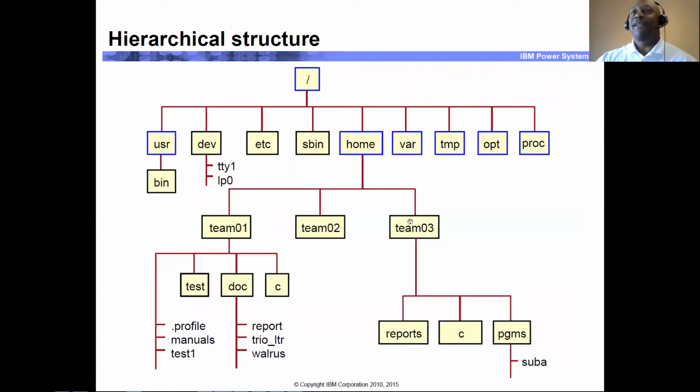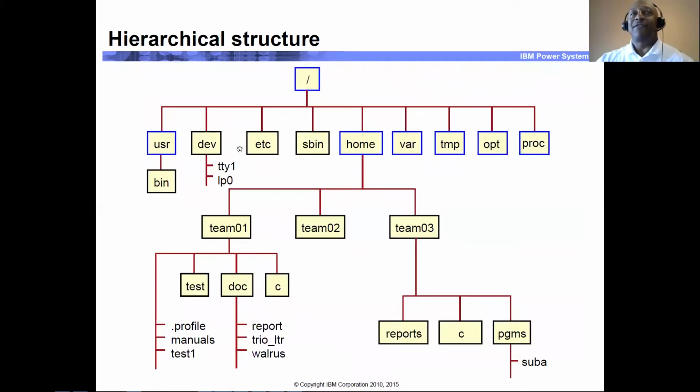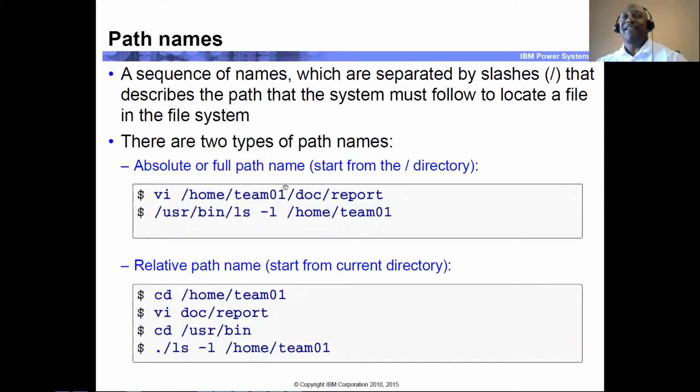For example, to locate the file sub A, the system would go /home/team03/PGMS/suba, something like that, right? And they give you the same thing here for team01 report. In other words, they would go /home/team01/DOC, and then the file under that DOC subdirectory is report. All right, so that's what they specify here.